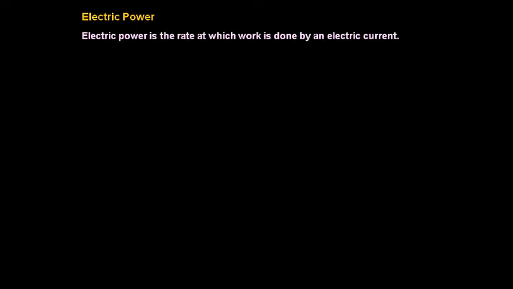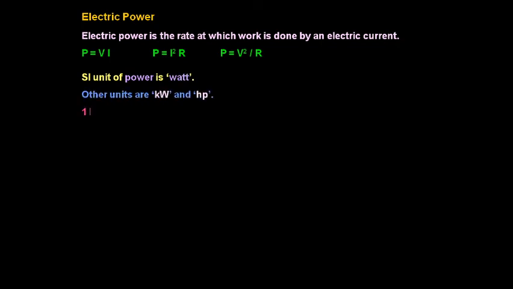Then the term electric power. Electric power is the rate at which work is done by an electric current. Power is the rate of doing work, and here it is how much electric work is done by the electric current. So P is equal to V into I, that's the simple formula, and P is equal to I square R, or using Ohm's law, P is equal to V square upon R. The SI unit of power is watt, and bigger units are kilowatt and HP, that is horsepower. 1 kilowatt is 1000 watt and 1 horsepower is 746 watt.